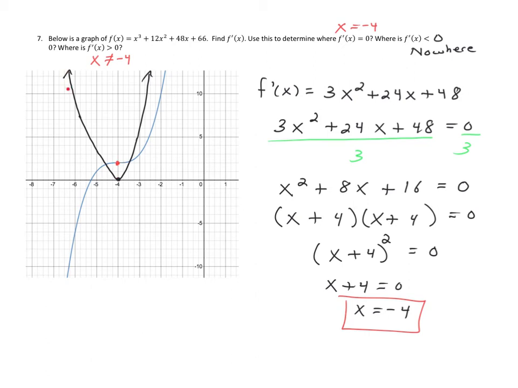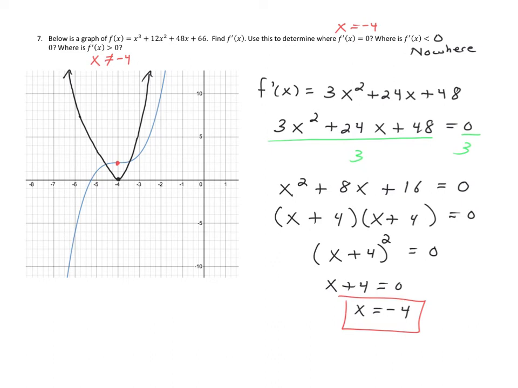Now, the derivative is decreasing, but who cares? I mean, this is positive. The derivative is positive, and that means your original function is increasing. Again, here, now the derivative is increasing, but that doesn't matter. It's positive. It's above the x-axis, and that means your slopes are positive, and the graph is increasing. Everything matches up here. This is where the derivative is equal to 0, and it's negative nowhere.